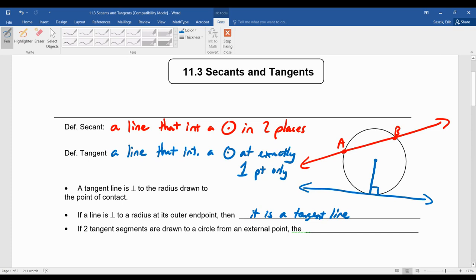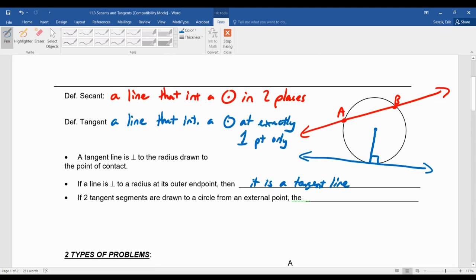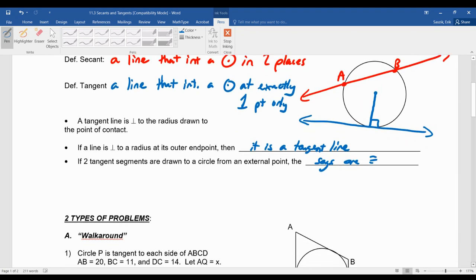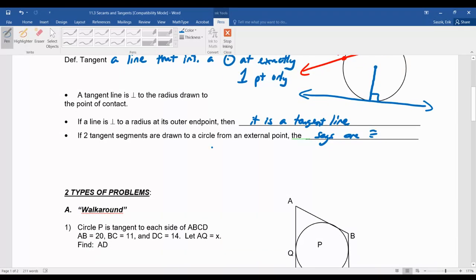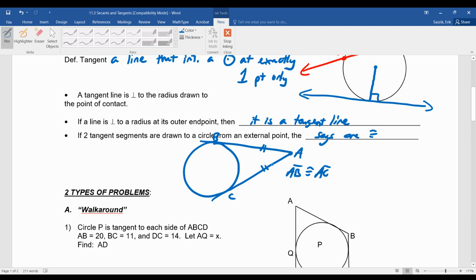This is big. If two tangent segments are drawn to a circle from an external point, the segments are congruent. Let me show you what I'm talking about. So if I had a circle and I selected some point out here and I drew a tangent down there and a tangent like that, what we're saying is AB is congruent to AC. Okay.